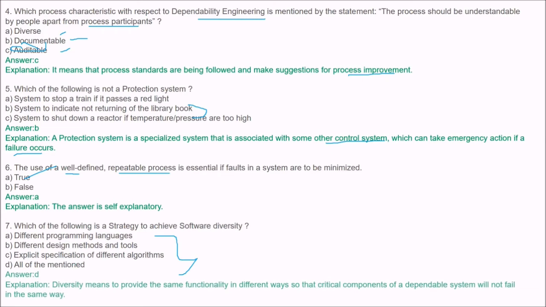The answer is D, because these are all strategies to achieve software diversity: different programming languages, different design methods and tools, explicit specification of different algorithms. Diversity means to provide the same functionality in different ways, so that the critical components of the dependable system will not fail in the same way.